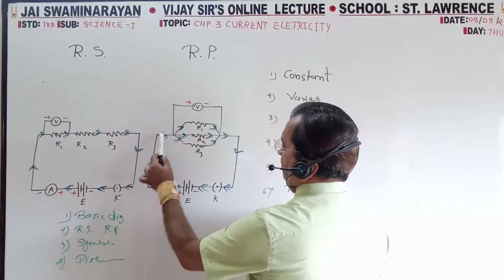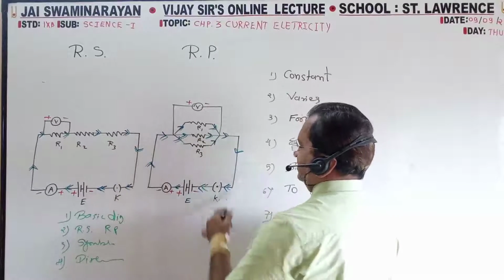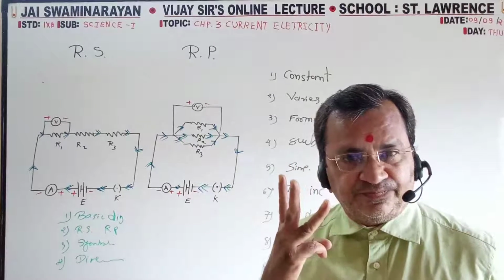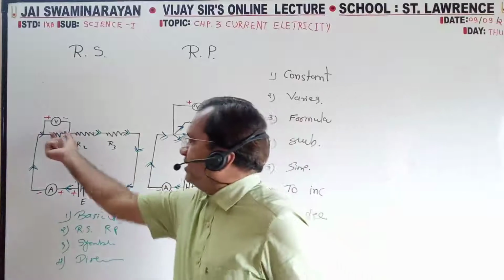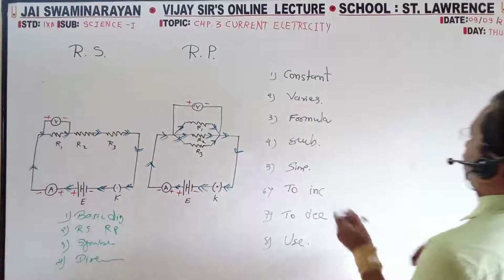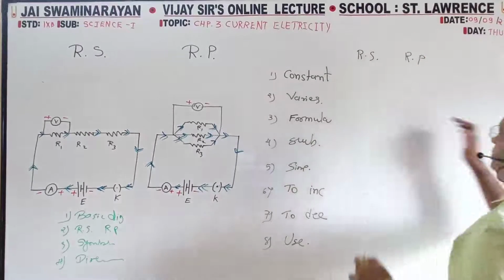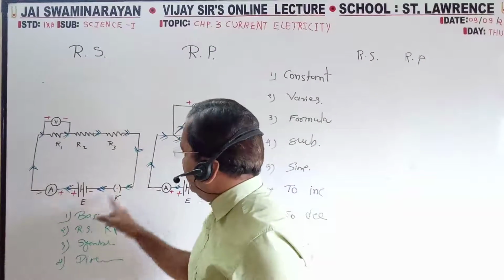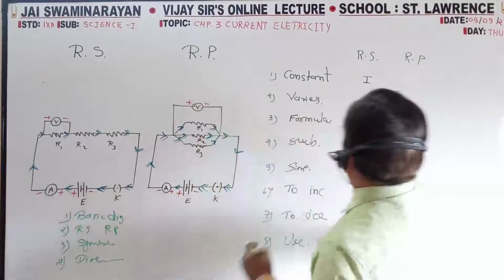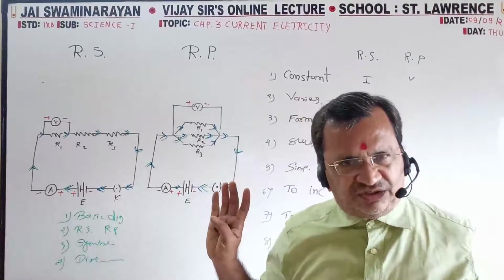Here, current passes through this, it can pass through this, it can pass through this. The flow of current has three options. Here voltage has three options. Here V is constant. So what is constant? In RS, I is constant. In this, V is constant. V will not change. Here I will not change. Here V will not change.